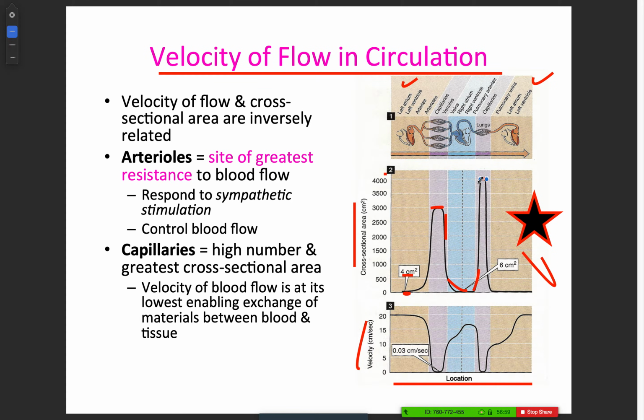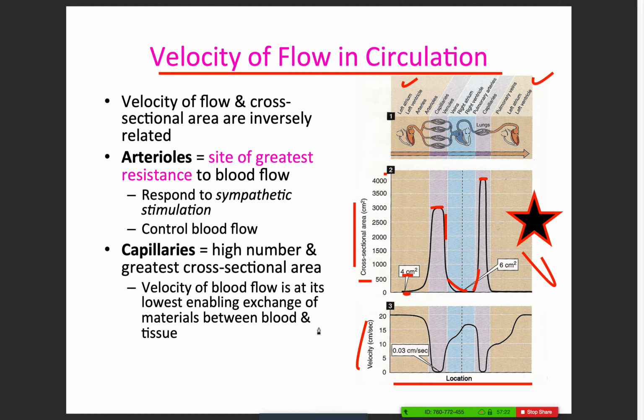Okay, and so the lungs, even though they don't really take up that much space relatively, there are so many capillaries in the walls of those alveoli in our lungs that if you add them all together, the cross-sectional area is going to be the greatest in our entire body. Okay, quite large. And so that's our cross-sectional area diagram.